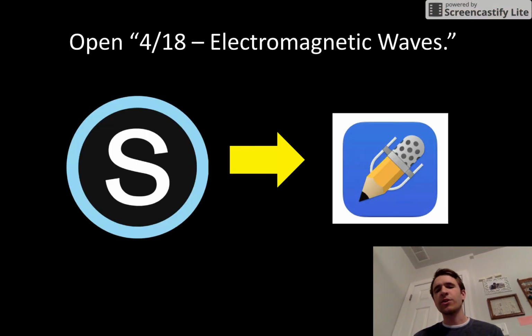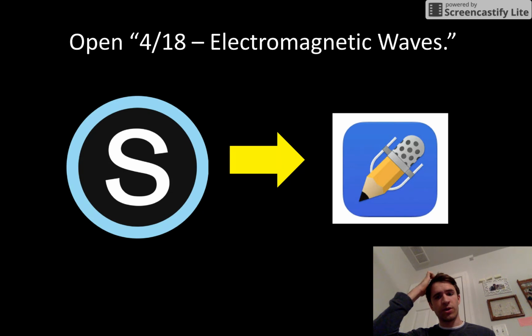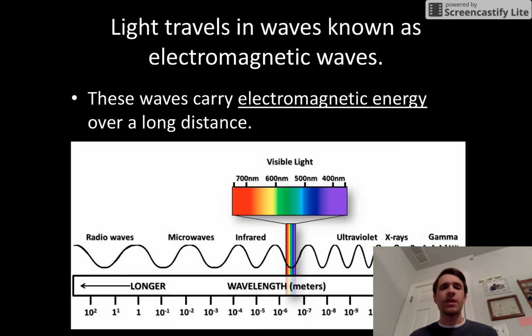Hi guys, today we're going to learn how to calculate the speed of a wave with electromagnetic waves. So go ahead and open up 418 electromagnetic waves on Schoology. We're going to go through it real quick, guys, but I really encourage you to pause, go back, rewind if you have to, in order to make sure you understand how to do this well.